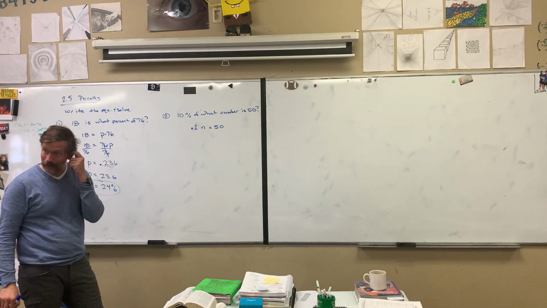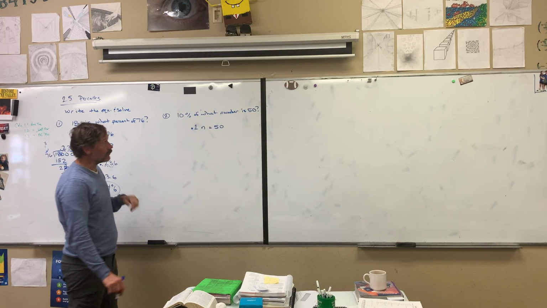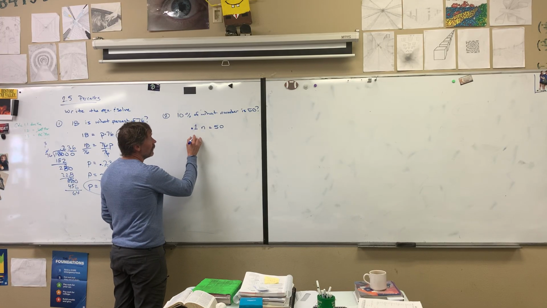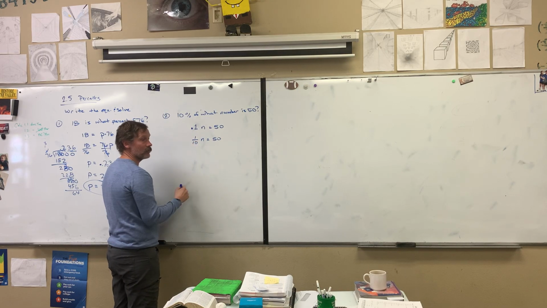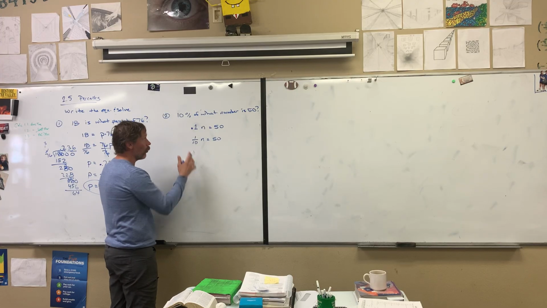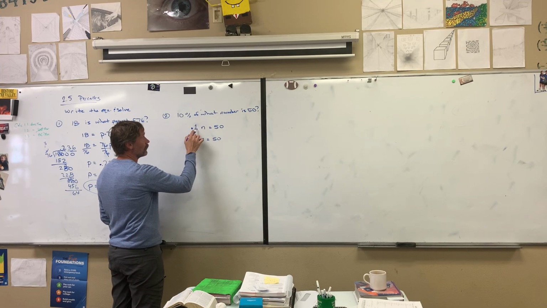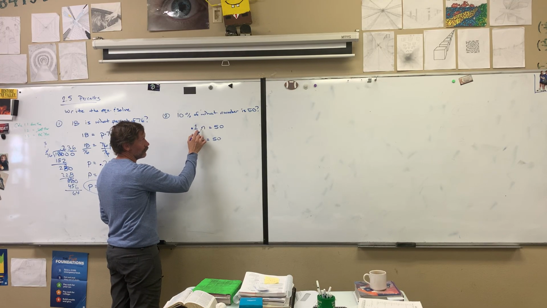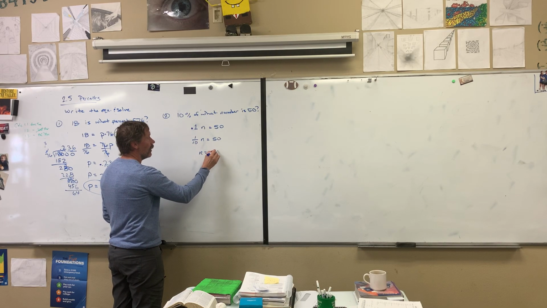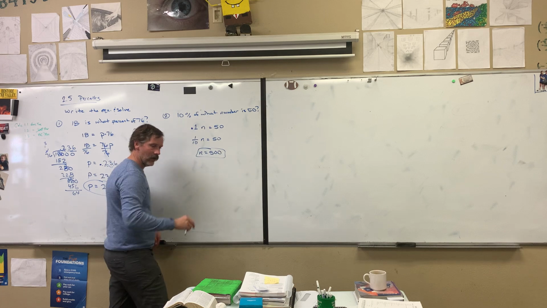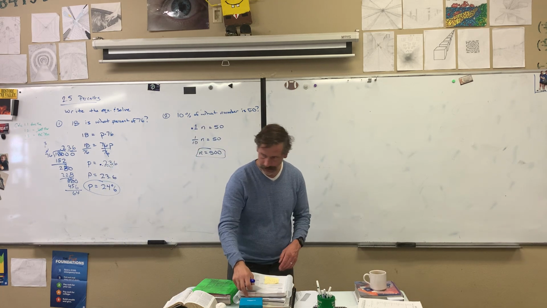Then you can divide both sides by 0.1. Another thing you could recognize is that 0.1 is also the same thing as 1/10, right? And then you can just multiply both sides by 10, or you could have recognized up here you can multiply by 10 and get rid of the decimal and it turns into 1n. So however you want to do it, we end up with 500 for that.